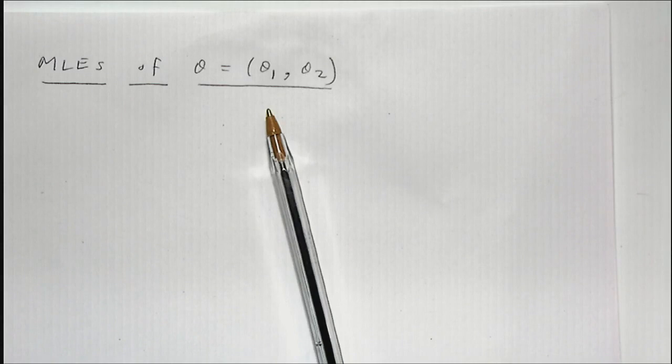The example I did last week was on the normal distribution. That is, when you have a normal distribution with two parameters, both unknown, how do you find their MLEs, or maximum likelihood estimators, right? I'm going to do more examples like that today and tomorrow, okay?